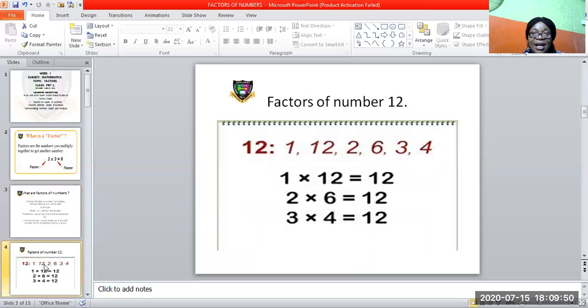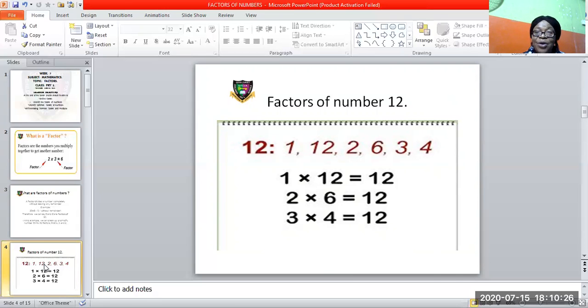Are we together? Let's look at the factors of 12. The factors of 12 are the numbers that can be multiplied to get the answer 12. Remember, we are looking for the factors of 12. What are the numbers that can accurately be multiplied to give us number 12?